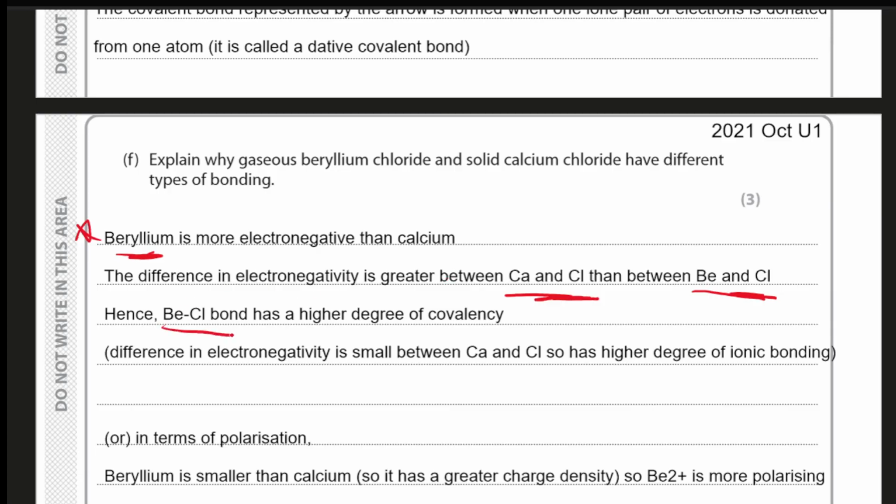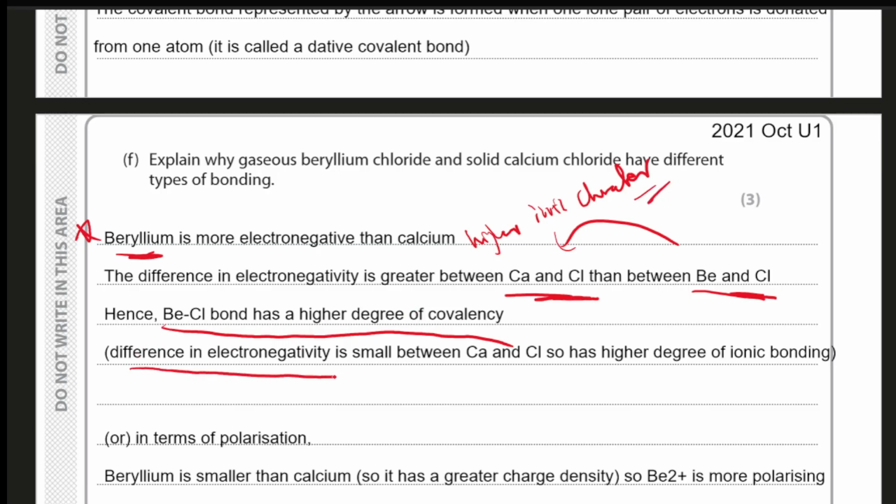So we can say the Be-Cl bond will have a higher degree of covalency, since the difference is very low in BeCl compared to CaCl. If the difference is low, this will have a higher degree of covalency compared to CaCl, which will have a higher degree of ionic character compared to covalency. So this is the reason, and that is what I have written here. You can see that would be the reason why beryllium chloride and solid calcium chloride have different types of bonding.